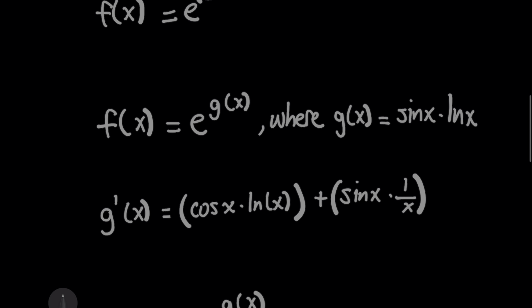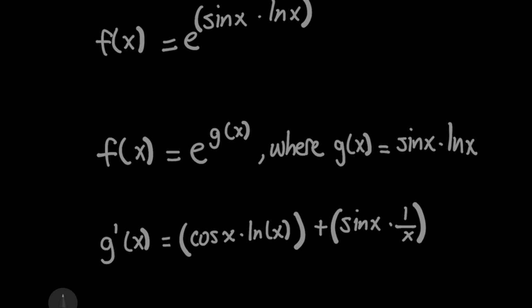So for finding g prime of x here now, since g of x is sine of x times natural log of x, we've got to use the product rule. And if you remember, you take the derivative of the left part, which will give you cosine of x, times the right part, which is original, plus the original left part this time, times the derivative of the right part.